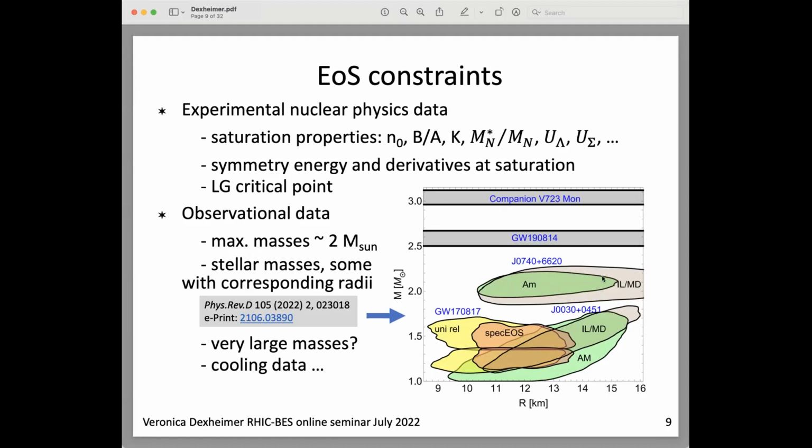The 2 colors here, the gray and the blue, the gray and the green, are from different collaborations analyzing the same data, the Amsterdam and Illinois, Maryland collaboration. And we have many masses, but instead of putting many horizontal lines here, I just put the masses that are associated with radii. So there's one here with a lower mass star. These are both from NICER, both of this double region.